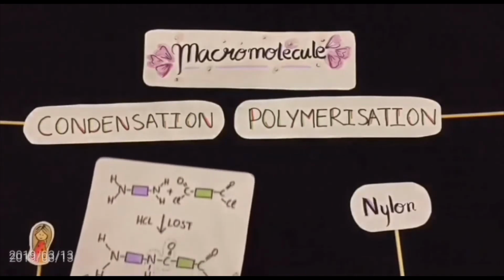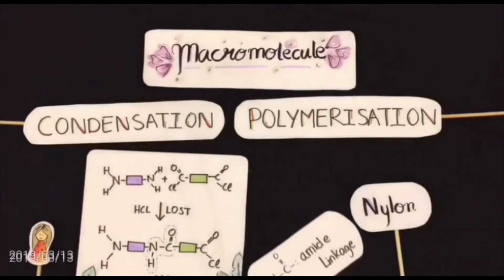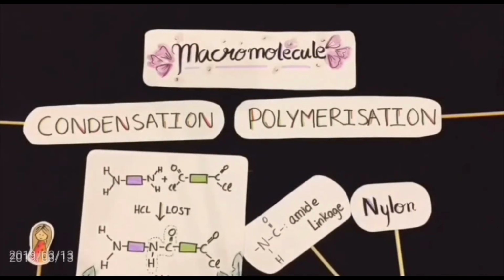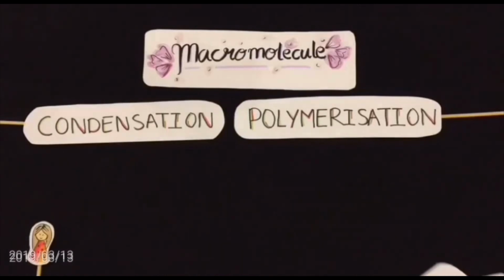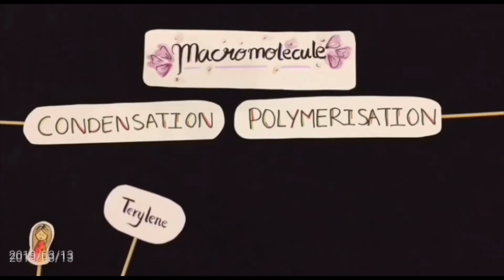Nylon is made of a molecule with a carboxyl group and another molecule with an amine group. Those are linked by an amide linkage from the loss of hydrogen chloride through condensation polymerization, so nylon is called a polyamide. We use nylon for making clothes, ropes, and many more.